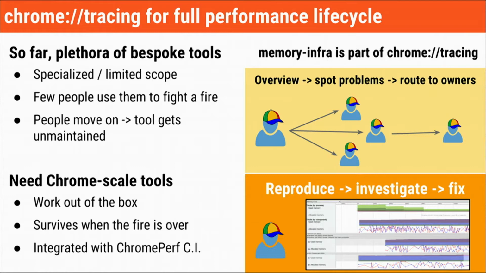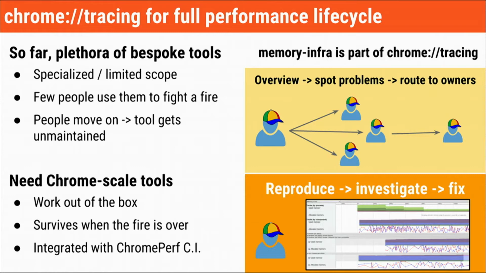So the idea here is that instead we need some tools that scale with Chrome, which means that they just work out of the box, are part of Chrome, and they survive. They can be used by others when the fire is over. And the other important thing is that we need something to address the full performance lifecycle. It's not just a matter of fighting fires. We need something to keep track continuously of memory regressions and avoid that they sneak in.